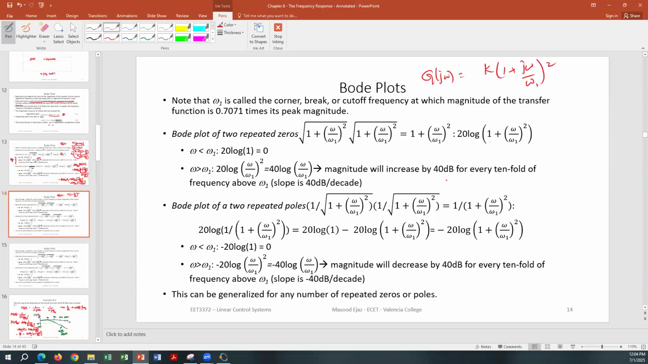Similarly, if you have 2 repeated poles, then it's going to drop by negative 40 decibel per decade. And this we can extend for 3 zeros or 3 poles. If you have 3 zeros, it's going to increase by 60 decibel per decade, and if you have 3 poles, it's going to drop by negative 60 decibel per decade. So all you have to do is, based upon how many poles or zeros you have at the same point, multiply the slope of the line, 20, by the number of poles or zeros that you have.